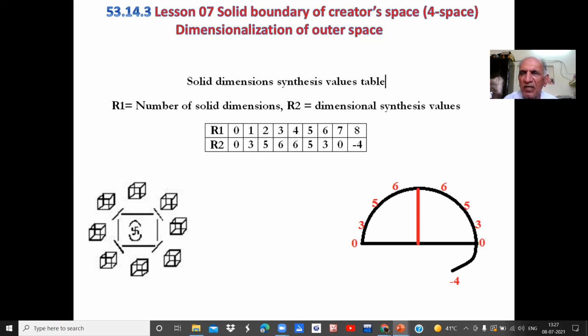Single solid dimension leads to value 3. The pair of solid dimensions lead to value 5. Triple solid dimensions yield value 6. Quadruple solid dimensions as well yield value 6. And values for 5, 6, 7, and 8 solid dimensions give us a very beautiful organization feature. And this organization feature is that the 7 solid dimensions synthesis value comes to be 0, equal to the value of 0 number of solid dimensions.